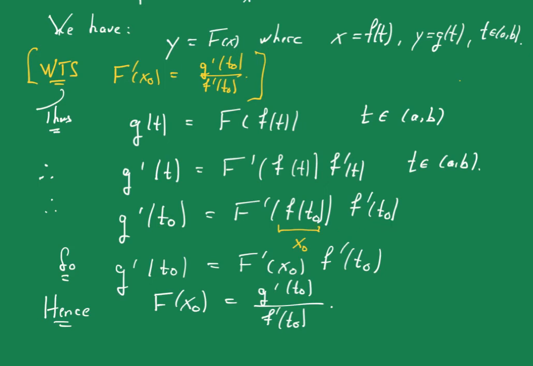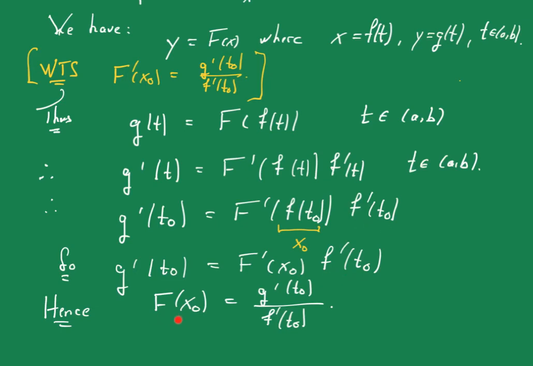But remember, our original point on our curve, x naught, y naught, was the point corresponding to t equal to t naught. So what is this little f of t naught? Little f of t naught, that was our point x naught. So rewriting this, just replacing little f of t naught by x naught, we have what I've written here: g prime of t naught equals capital F prime of x naught times little f prime of t naught.